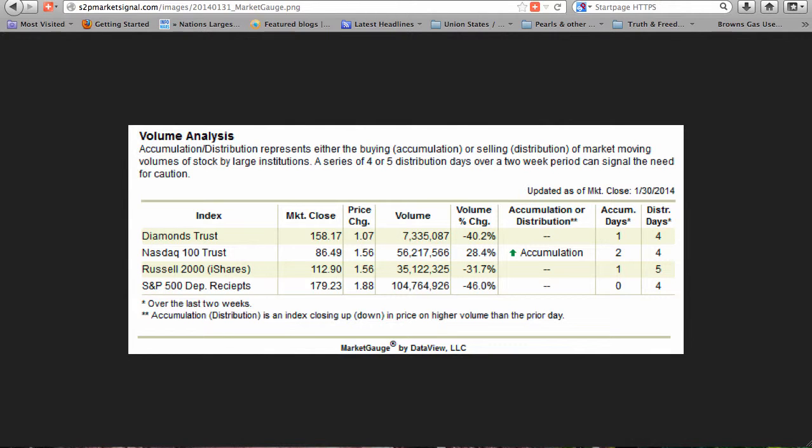Market Gauge Volume Analysis. In this week's volume analysis, the Russell 2000 ended in neither accumulation nor distribution mode. In the last 2 weeks, it had 1 accumulation day and 5 distribution days. Of the other indexes, the S&P 500 Deposit Receipts and the Diamonds Trust both ended in neither accumulation nor distribution mode. Accumulation days are counted when the index closes up on higher volume than the prior day, while distribution days occur when the index closes down on volume higher than the prior market day. Last week, the Russell 2000 ended in distribution mode.